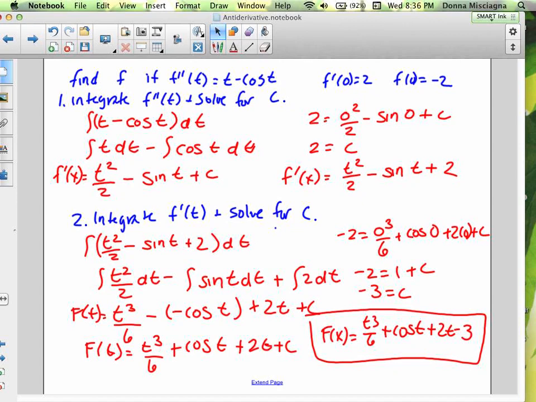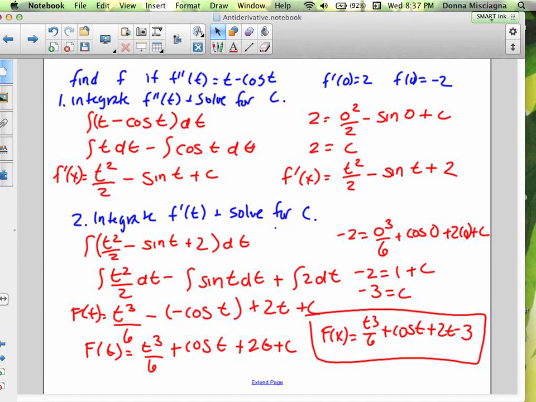Now if we took the derivative of t squared divided by 2, the 2 would move in front, and we would decrease the power by 1. So the 2 would cancel, so we'd have t. And the derivative of minus sine t would be minus cosine t, and the derivative of 2 is 0. So when we take the derivative of t squared divided by 2 minus sine t, we're going to get t plus cosine t minus cosine t. And that's exactly what we have above. So you can always check yourself by taking the derivative.